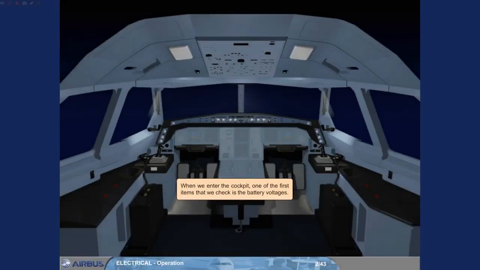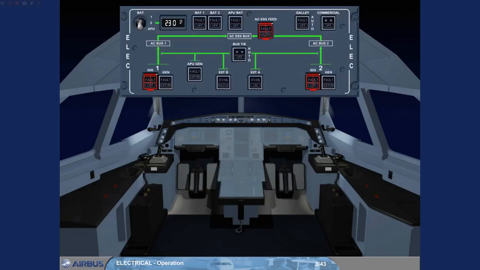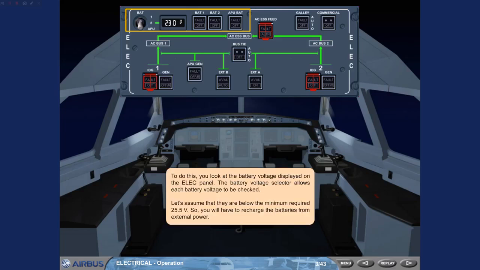When we enter the cockpit, one of the first items that we check is the battery voltages. To do this, you look at the battery voltage displayed on the electrical panel. The battery voltage selector allows each battery voltage to be checked. Let's assume that they are below the minimum required 25.5 volts. So, you will have to recharge the batteries from external power.